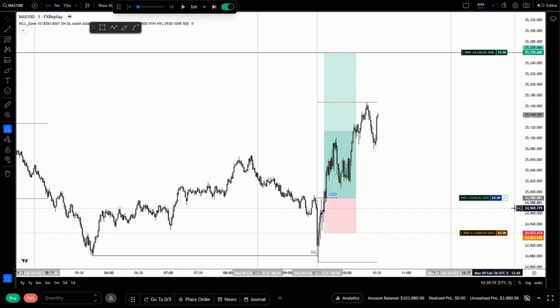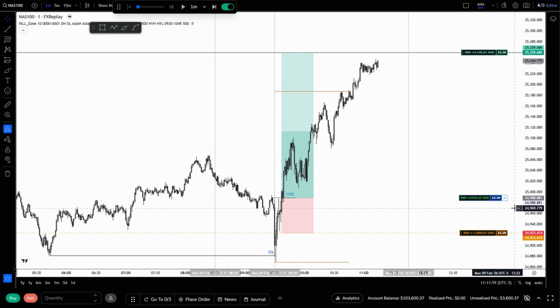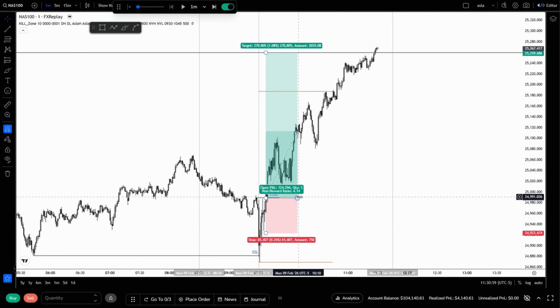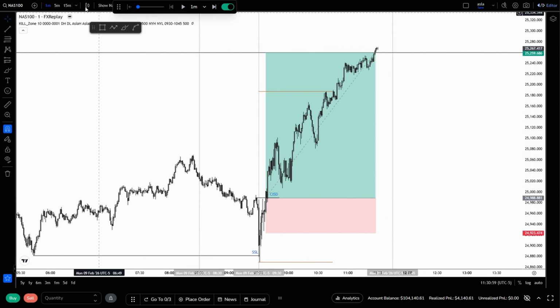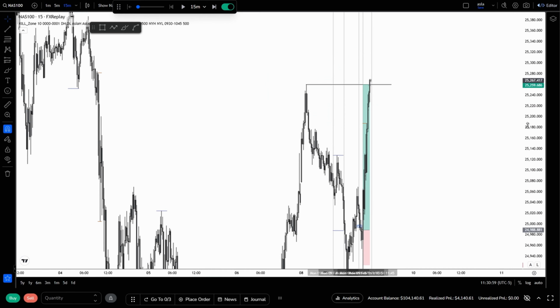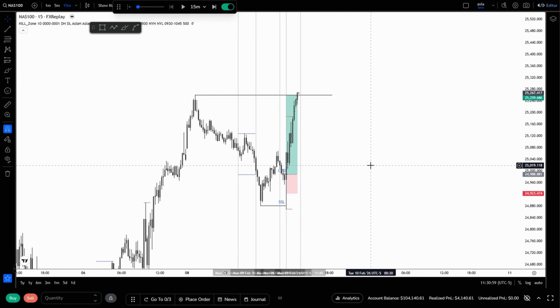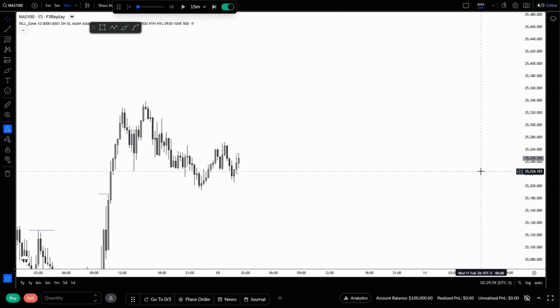That's how you use the New York Manipulation Daily Profile. London sets the range. New York manipulates the higher time frame key level at the open. We get lower time frame confirmation, and then price distributes into the opposing side liquidity. Now let's move on to the second example and follow the exact same process.